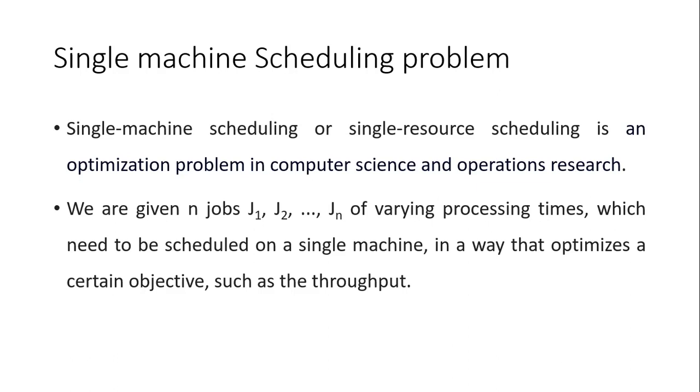What is the term called single machine scheduling problem? It's nothing but single resource scheduling, which is one of the optimization problems in computer science and operation research. Say we have n number of jobs, J1, J2 up to Jn, which have different processing times. They need to be scheduled on only a single machine, so that we can optimize certain objectives such as throughput time, that is, job finishing time.